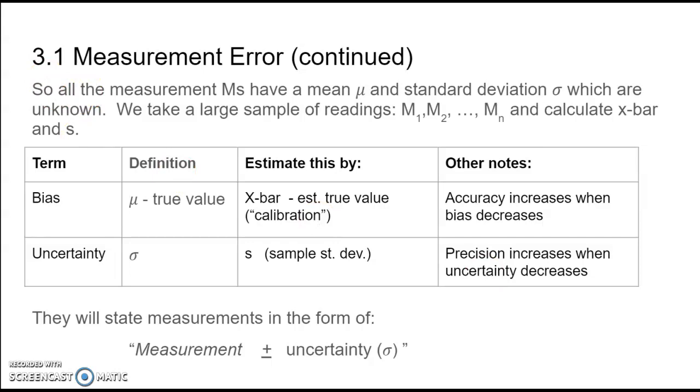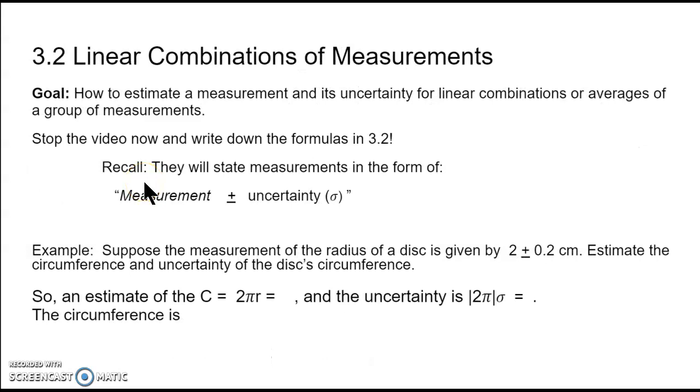You're going to see some big uncertainty in a second. All right, in 3.2, some of this is going to look pretty familiar to you based on other things we did when we talked about linear combinations of measurements.